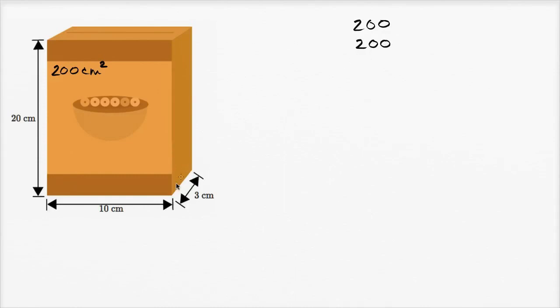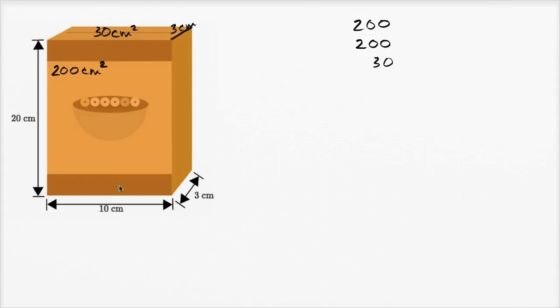Now let's figure out the area of the top of the box. We see the box is 3 centimeters deep. So this right over here is 3 centimeters. It's 3 centimeters deep, and it's 10 centimeters wide. So the top of the box is going to be 3 centimeters times 10 centimeters, which is 30 square centimeters of area. So that's the top of the box, 30 square centimeters.